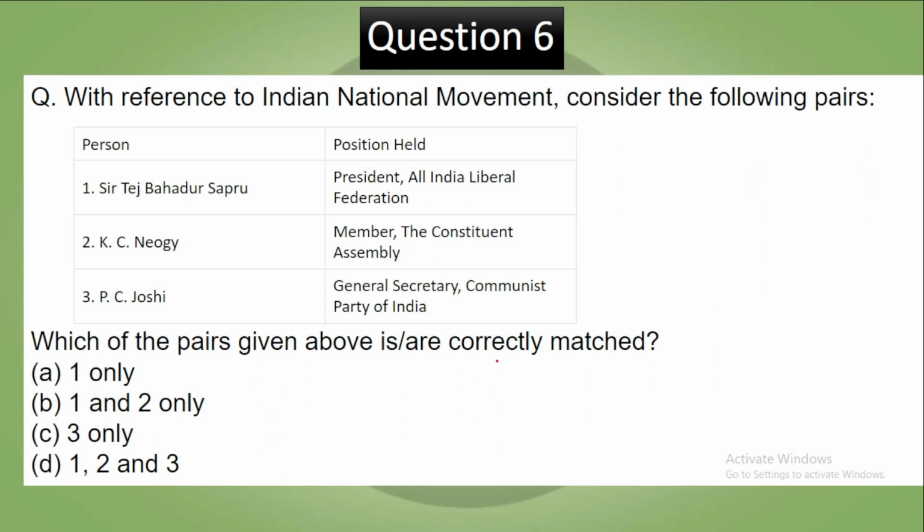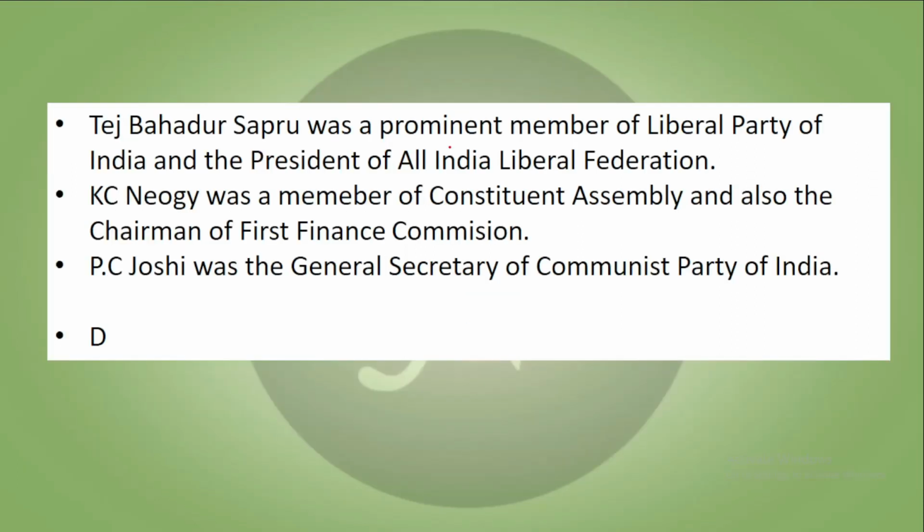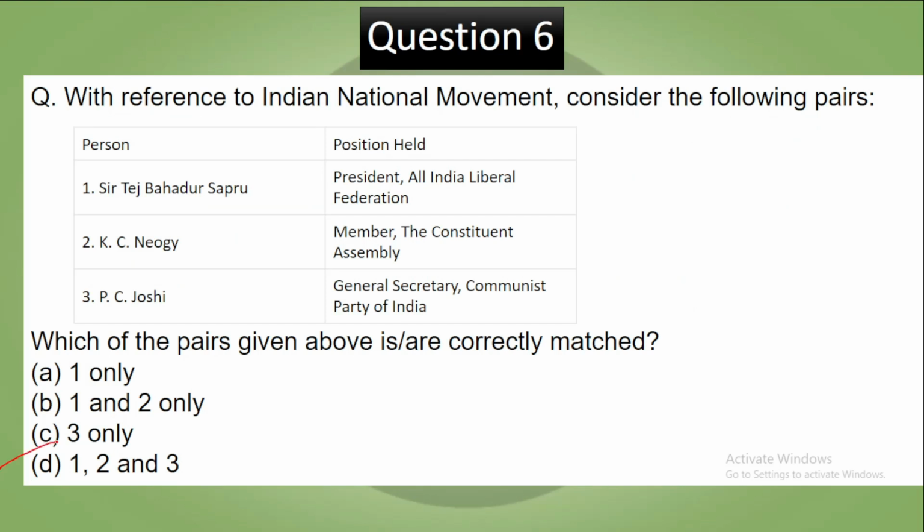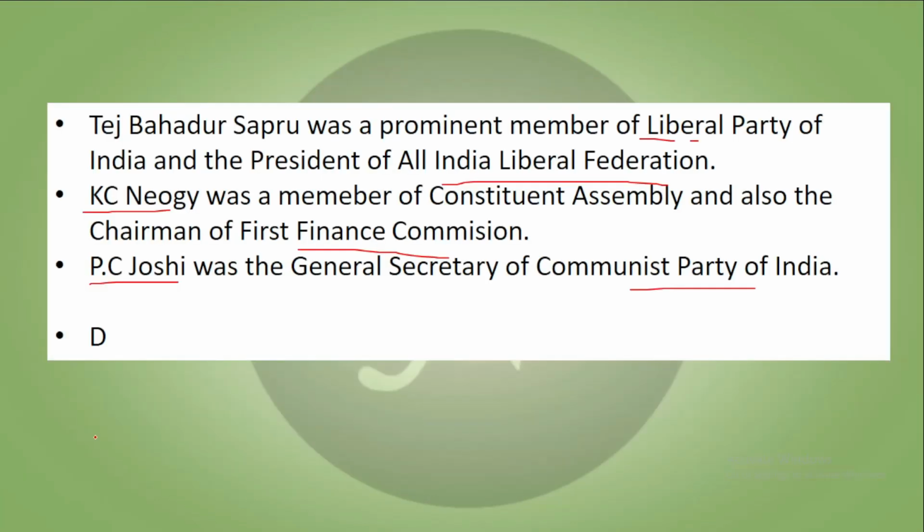Now let's see the answer. Tej Bahadur Sapru was a prominent leader of the Liberal Party of India and the President of the All India Liberal Federation. K.C. Neogy was a member of the Constituent Assembly and also chairman of the First Finance Commission. P.C. Joshi was the General Secretary of the Communist Party of India. Therefore, all are correct. Your answer is D.